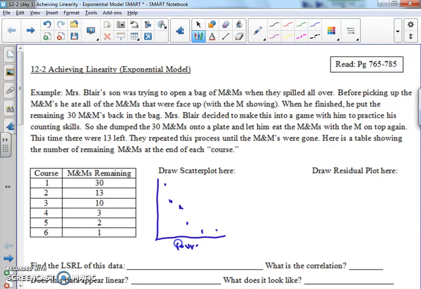Remember that what we had for list 1 is the course, and on the side here, we had the amount remaining, which was list 2. But let's go ahead and draw a residual plot of that, because it looks like it could be linear, but it's not a great picture. So I want to see what the residual plot looks like. I want to make sure that it's linear before moving on.